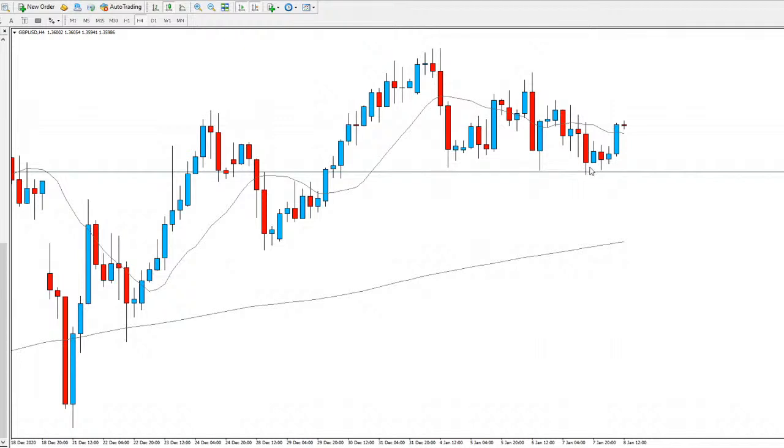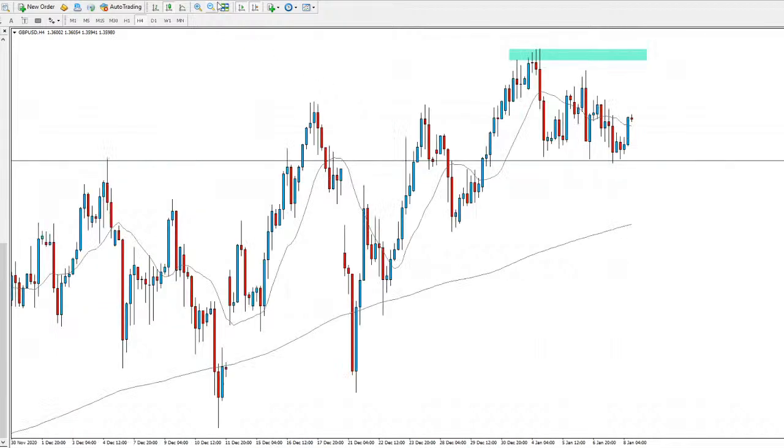If we do hold this level, I'll probably see another push back to the upside for GBPUSD, at least back to this high here, but probably back to the highs up here where we've recently found our latest swing high.